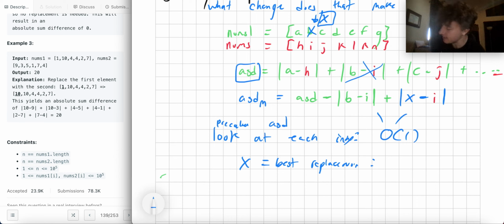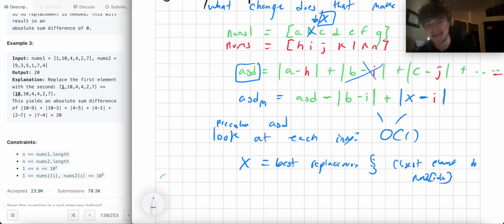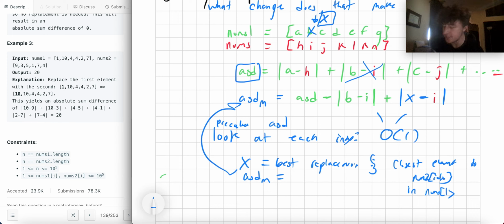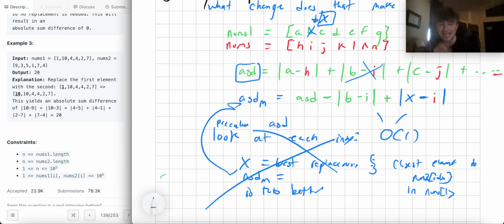That is the closest element to nums2 of index. You know what I mean here. Closest element to nums2's index in nums1. Then you find out what your ASDM is by doing this calculation here. And then you say, is this better? Does that make any sense? No, it doesn't. That's why I hate pseudocode, right?